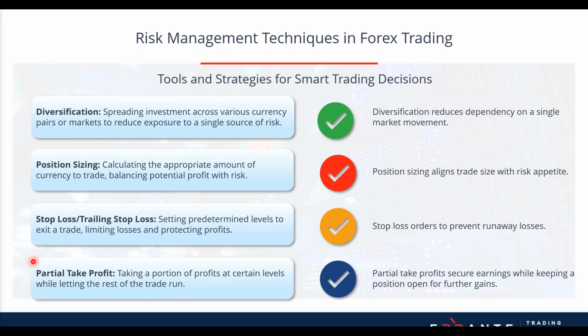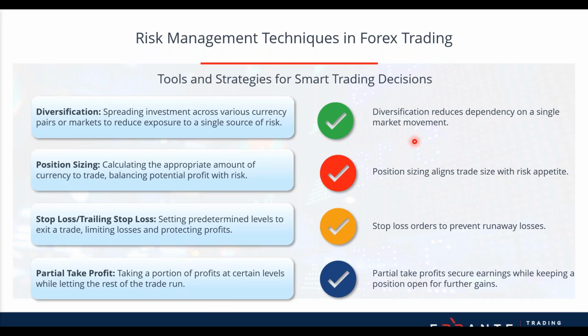Okay, lastly, let's talk about partial take profit. This technique allows you to capture profit while leaving a portion of your trade open to benefit from potential further favorable movements. Imagine your trade is 50 pips in profit, and you could take profit on half of your position, securing those gains, while the remaining half continues to ride the market trend.